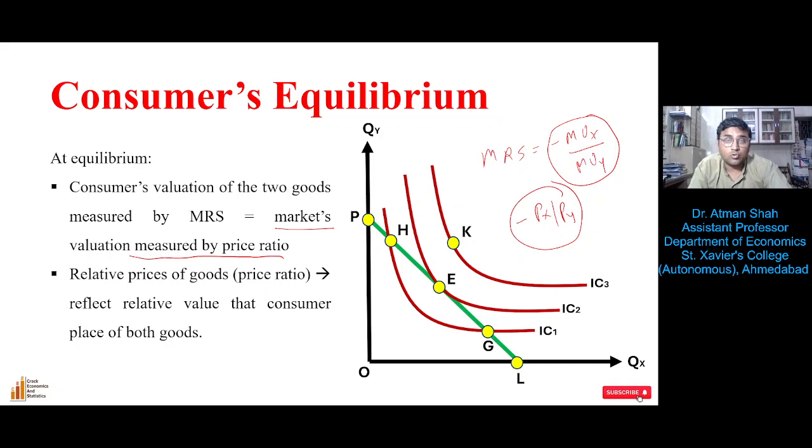So the relative price of goods, that is the price ratio, the price of X compared to the price of Y or the price of Y compared to the price of X, reflects the relative value that the consumer places on both goods. What does it reflect? It reflects the value that the consumer places on both goods, that is your MRS. So that is the idea of consumer's equilibrium.